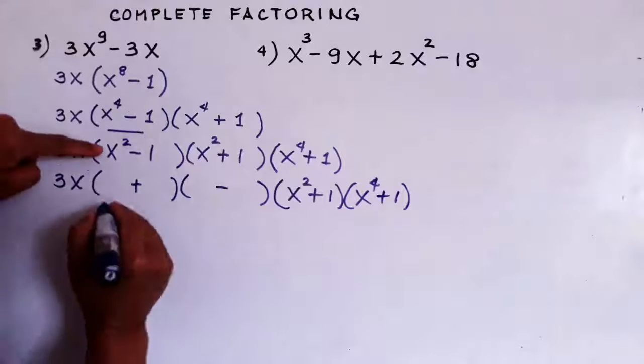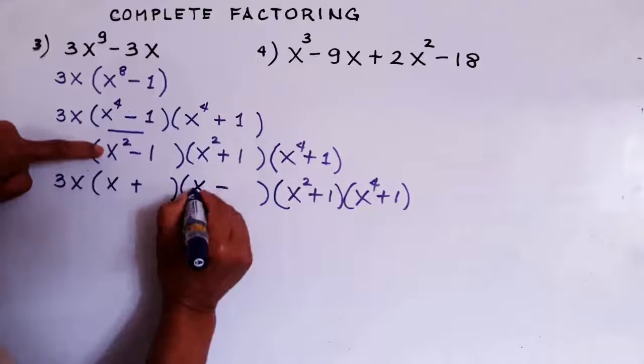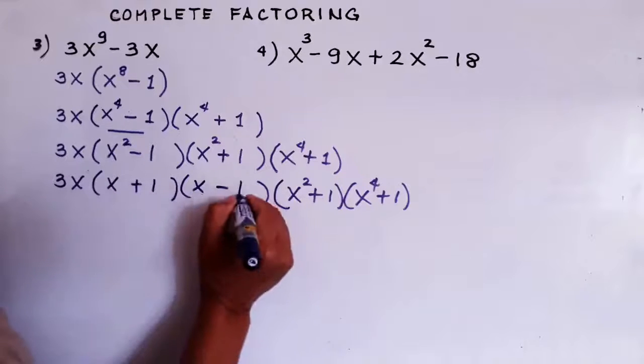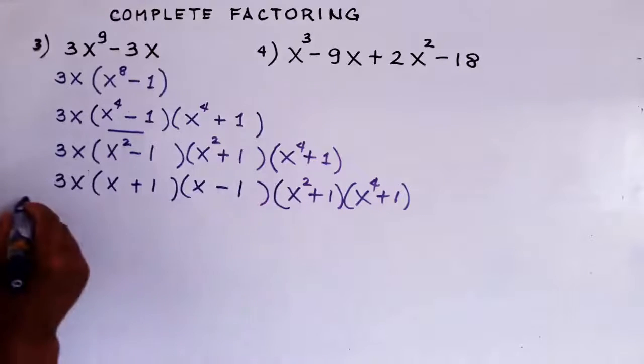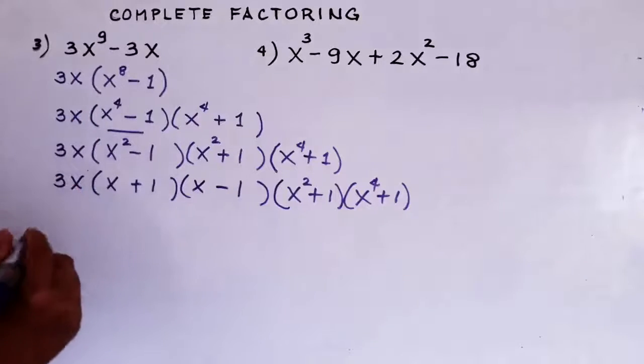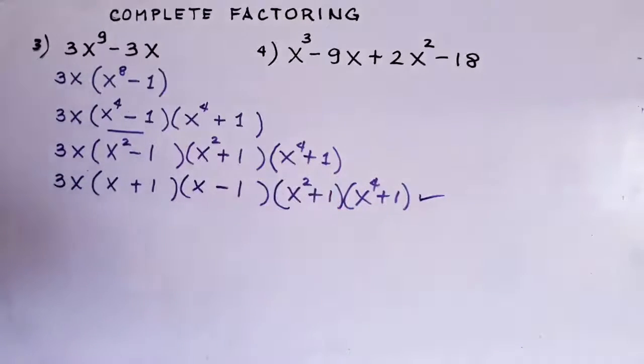Right, the factor of x squared is x, and this one is also x. This one, square root of 1 is 1 and 1. So we have here the factored form of 3x to the 9th minus 3x. Okay, let's have number 4.